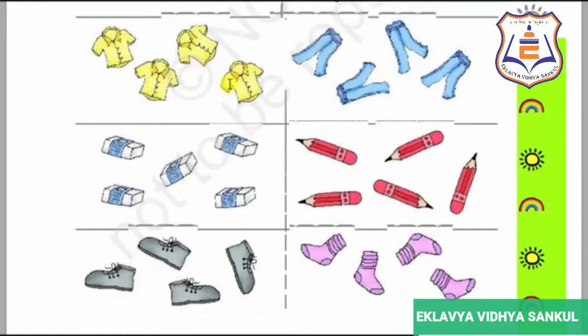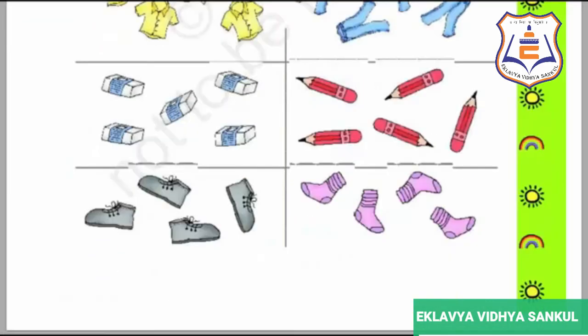Next we will count the shirts. So here there are shirts and here there are pants. So we will count the shirts first and then the pants. 1, 2, 3, 4 shirts. So there are 4 shirts. 1, 2, 3, 4. So there are 4 pants. So there are 4 shirts and 4 pants.